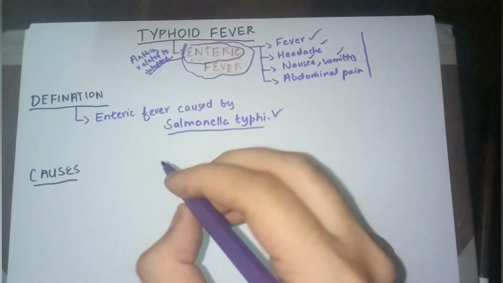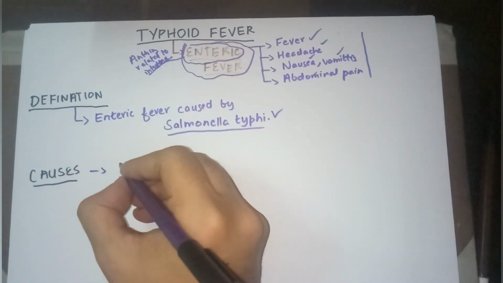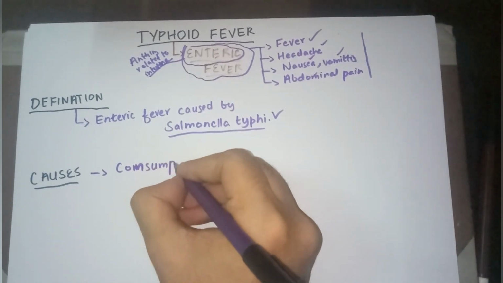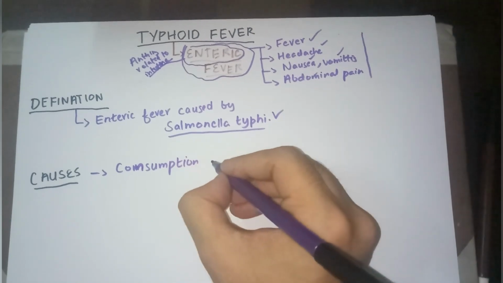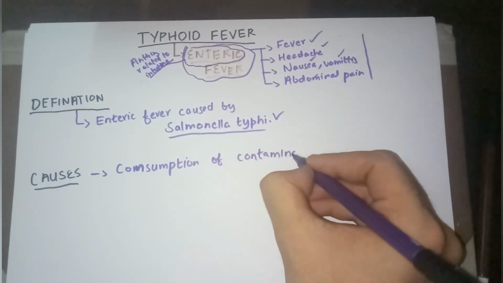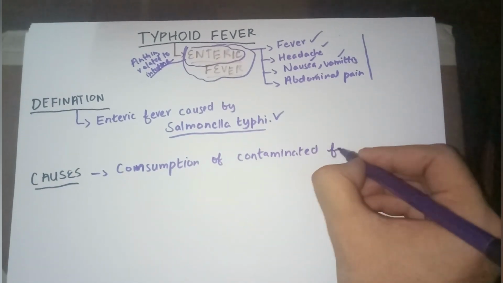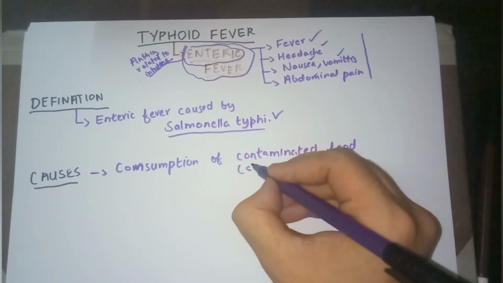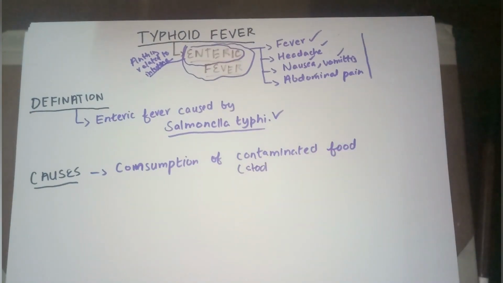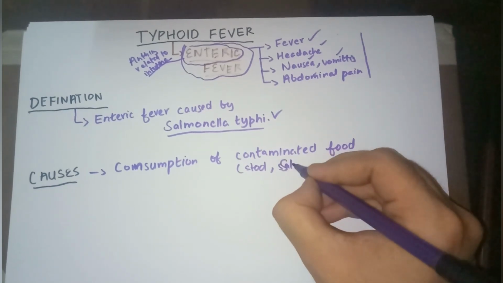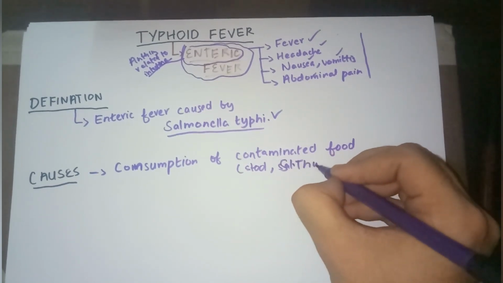How will Salmonella typhi get inside? By consumption of contaminated food. Contaminated by what? Contaminated by stool, okay, stool containing what? Salmonella, or just write S. typhi. Okay, S. typhi.